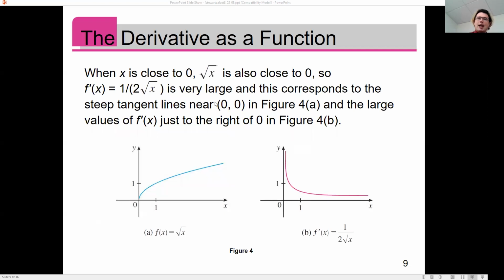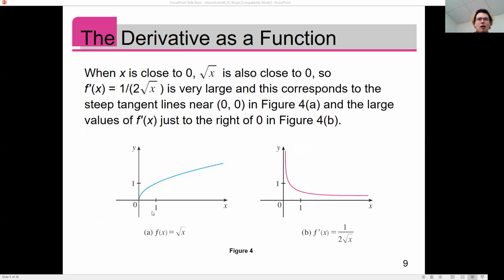Now let's take a look at a function where I do have a formula. Here we've taken f of x equals the square root of x. And I haven't proven this yet, but the derivative of this function is going to be another function whose formula is 1 divided by quantity 2 square root of x. We'll do this maybe in my next video here.